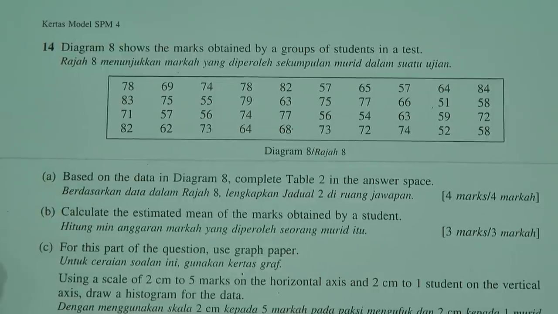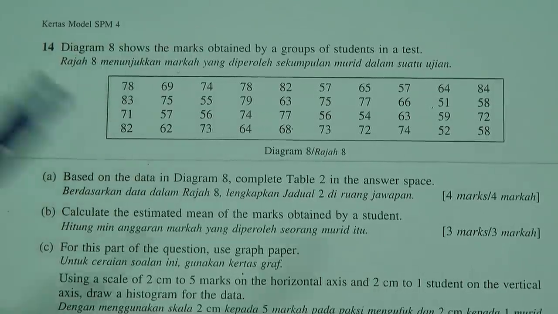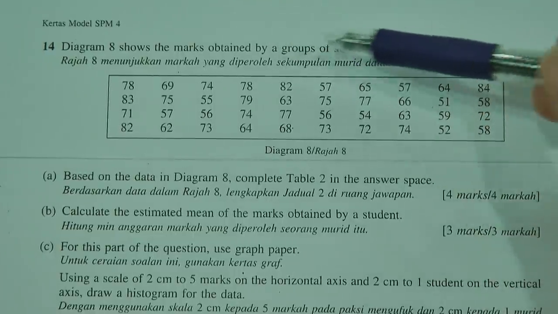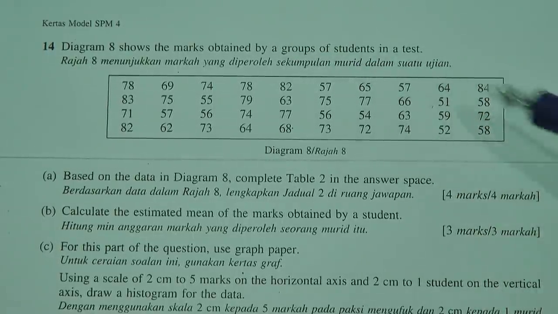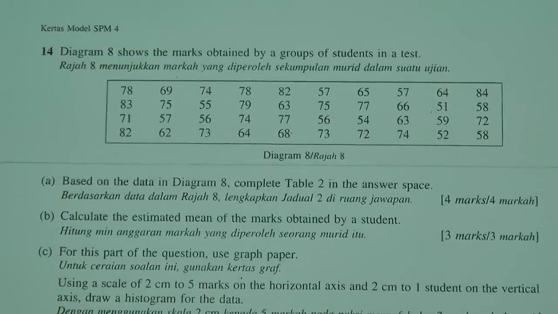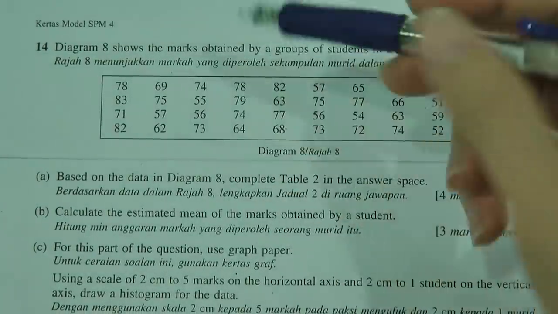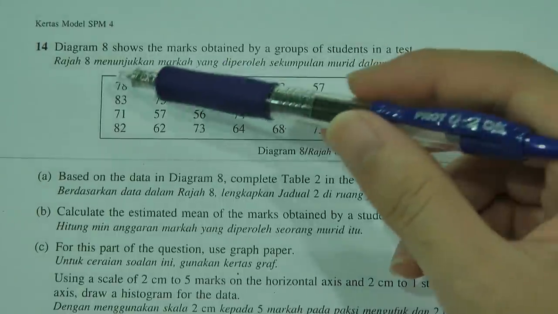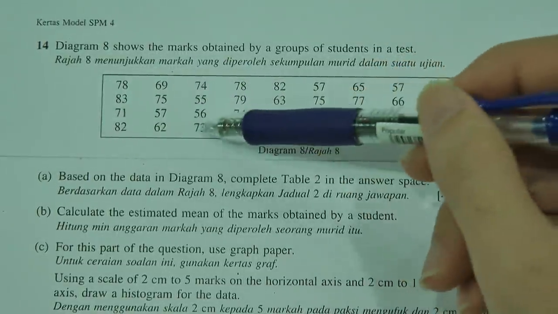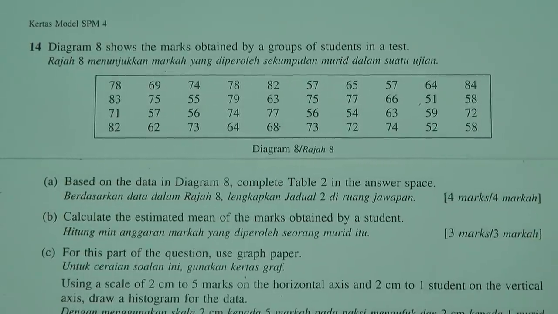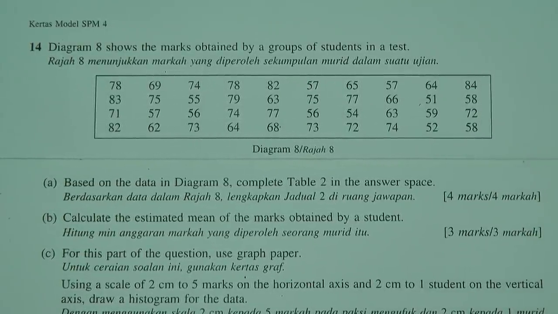Right, so have a look at this question. Question 14 mentions here, diagram 8 shows the marks obtained by a group of students in a test. So what does this mean? In a test, how many students do we have here? 1, 2, 3, 4, 1, 2, 3, 4, 5, 6, 7, 8, 9, 10. Actually, here we have 40 students, and the 40 of them got different marks.